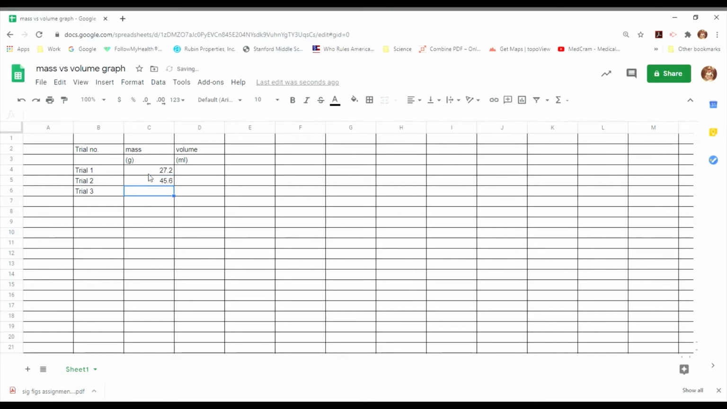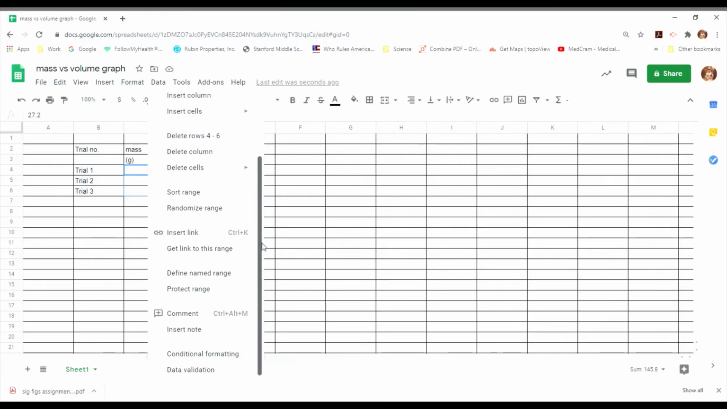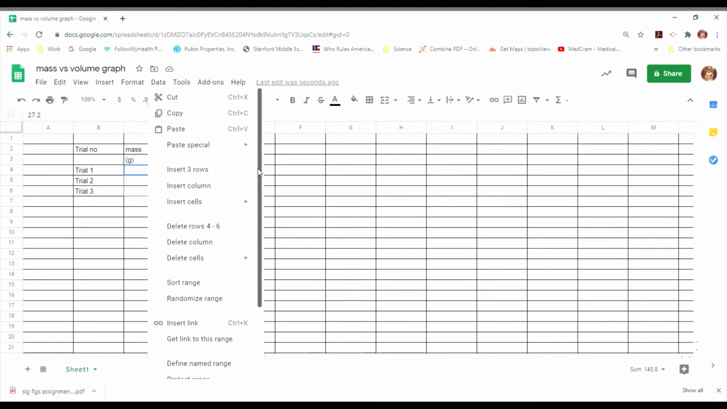45.6. And in trial 3, the mass was 73.0. Now you'll notice that this comes up as 73. The 0.0 can't be seen. If you want to go ahead and format them, you can go ahead and highlight them all, and then right click and format.